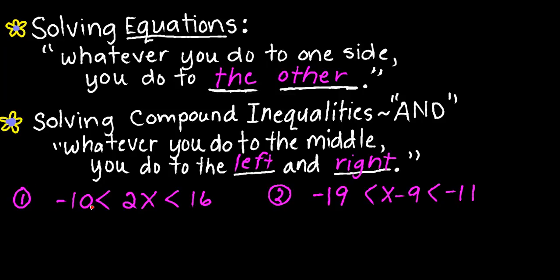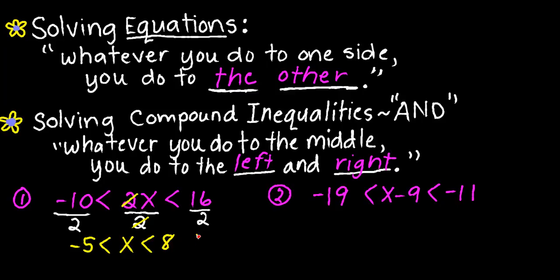It reads negative 10 is less than 2x, which is less than 16. We want to isolate x, just like we do with the regular equation. So I know that to isolate x here, I need to divide by 2, because the coefficient is 2, and 2x means multiplication. I'm going to divide the middle by 2. Now, whatever I do to the middle, I have to do to the left and the right. That gives me a whole new inequality statement that reads negative 5 is less than, now these two 2's cancel out, so I have an x isolated in the middle, which is less than 16 divided by 2, which is 8.